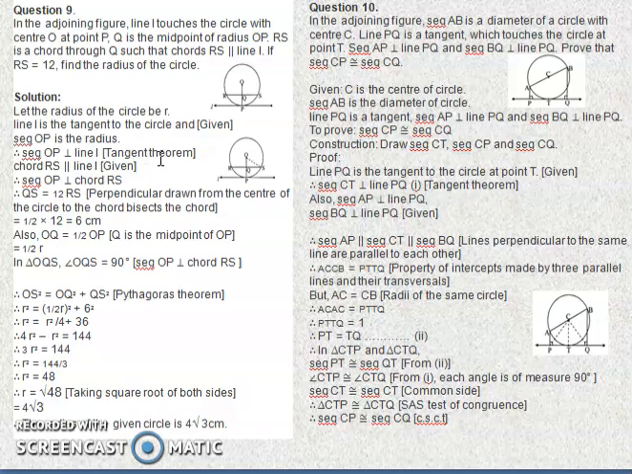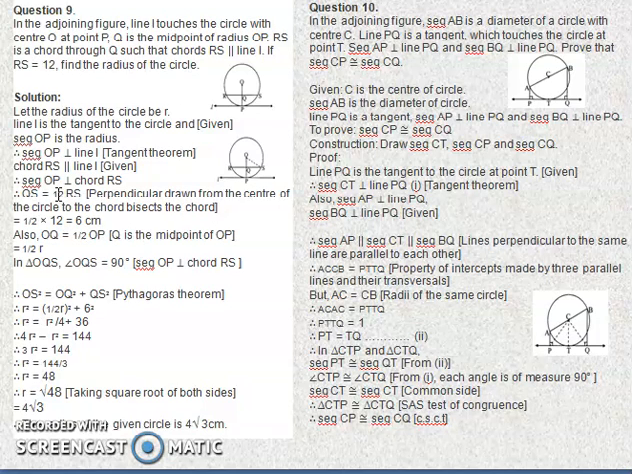That is which theorem? Tangent theorem. Therefore, chord RS is parallel to line L. It is given already. Therefore, QS is equal to QR. Perpendicular drawn from the center of the circle to the chord bisects the chord. That means half of RS it will be.